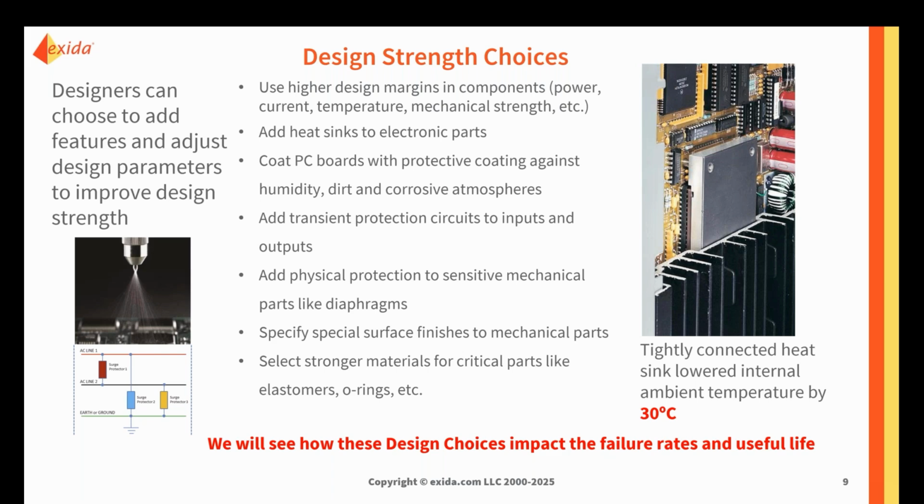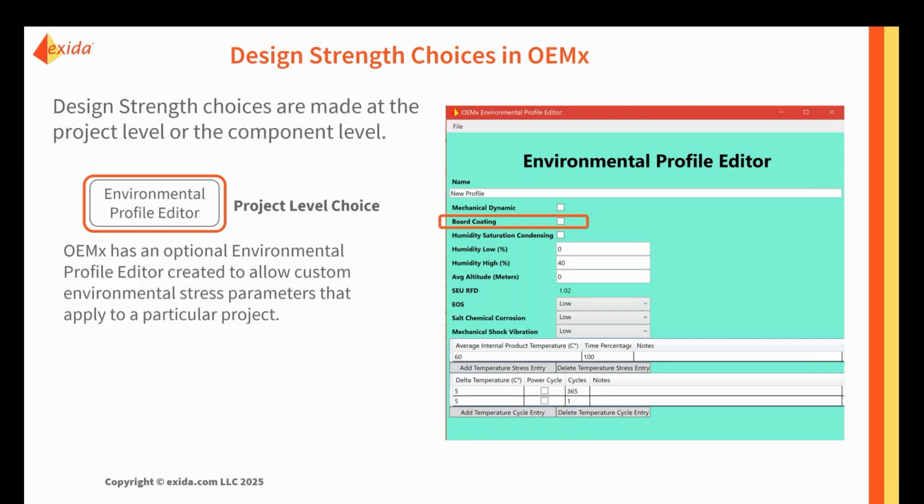Nice list. How do I know how much these will affect? How do I know how to make the trade-off between cost and failure rate? Well, we need to show design choices in the FMEDA tool.